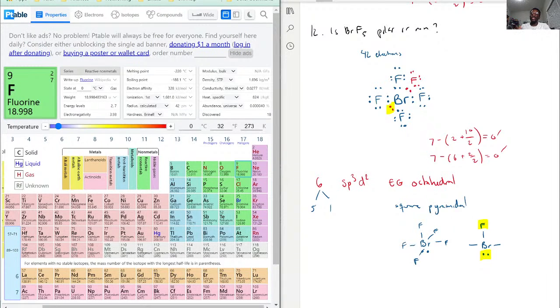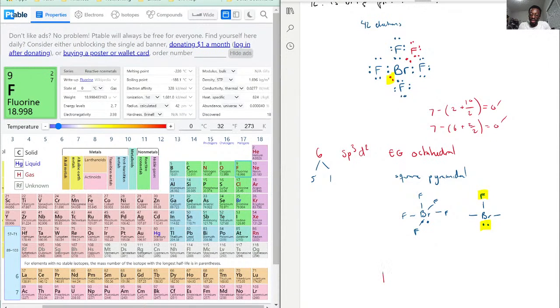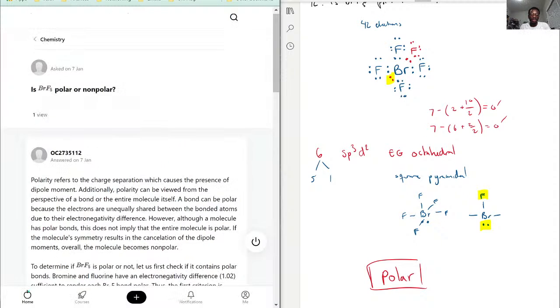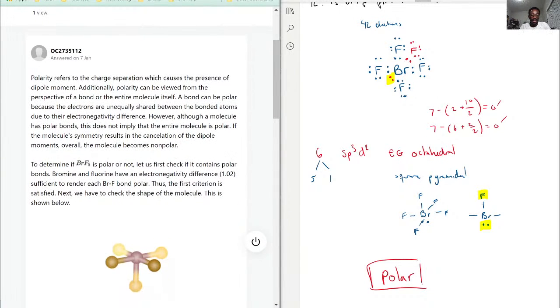But now in order to see whether the whole molecule is polar or not, we have to see if all these polar bonds cancel each other out. And because of this lone pair, they don't. So knowing that, we can now say without a doubt that this is going to be a polar molecule, because our molecular geometry is square pyramidal, and as you can see here, it's not an even distribution between the fluorine and that lone pair. Okay, so this is what we have.